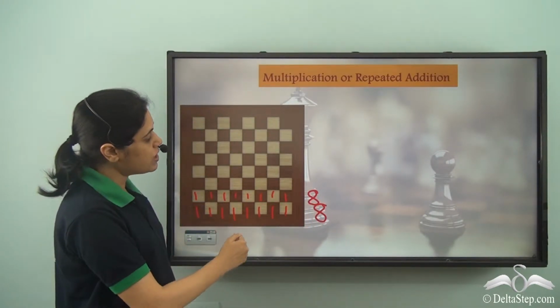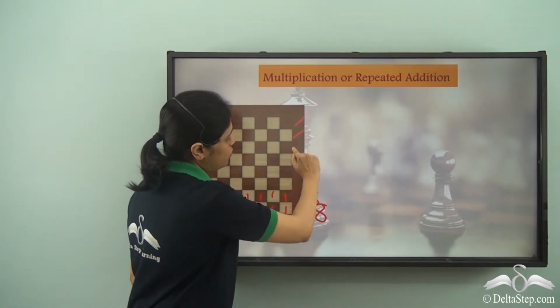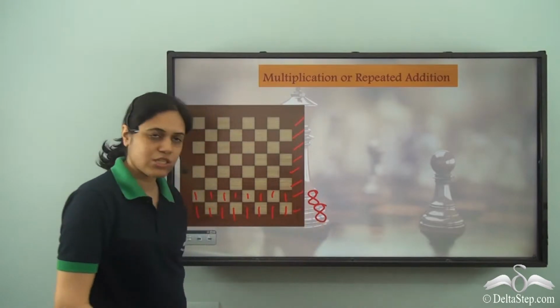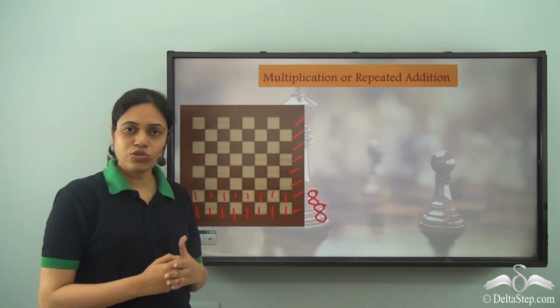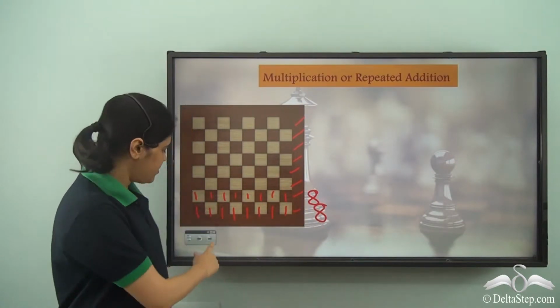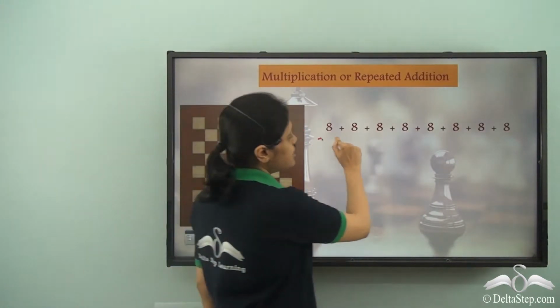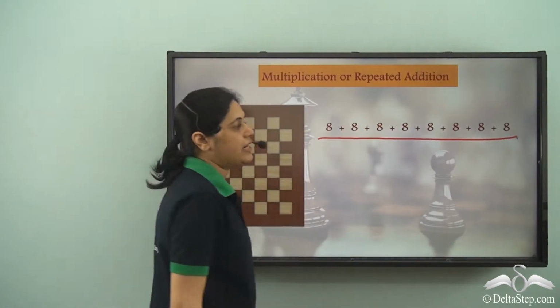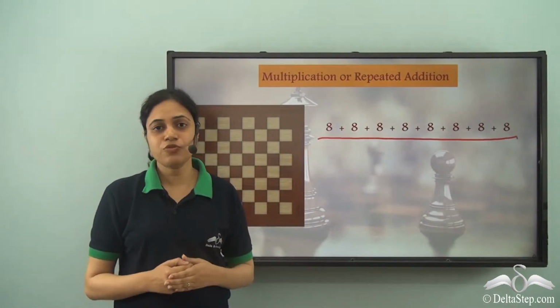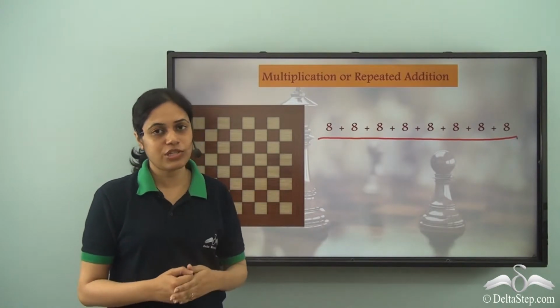And how many rows are here? 1, 2, 3, 4, 5, 6, 7, 8. So there are 8 rows. So I need to add 8 times. So this is 8 added 8 times. So will you add these 8s to find out the number of squares on this chessboard?